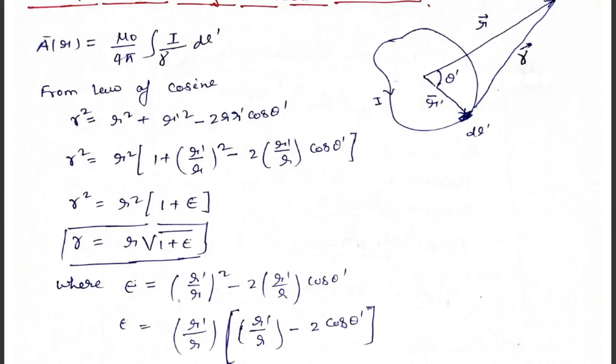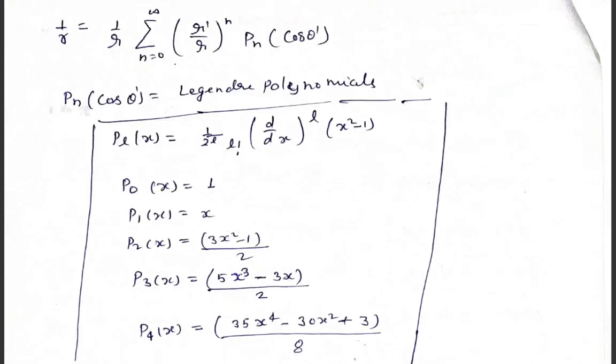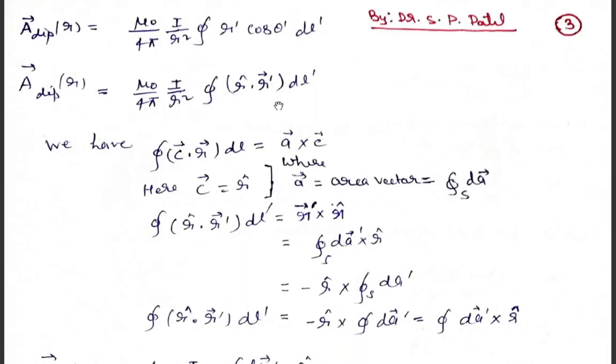So if you do that, what will we get? Obviously we will get this quantity: mu 0 upon 4 pi, I upon r square, integral of r unit vector dot r prime vector, times dl prime. Now this cos theta prime is absorbed within this dot product, that is r unit vector dot r prime vector. So this is the magnetic vector potential due to a dipole.